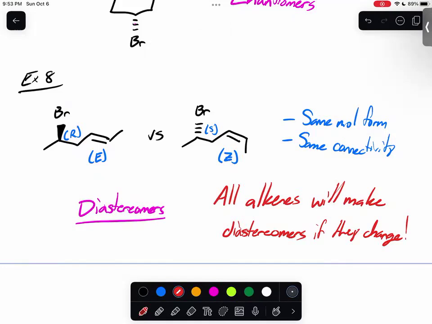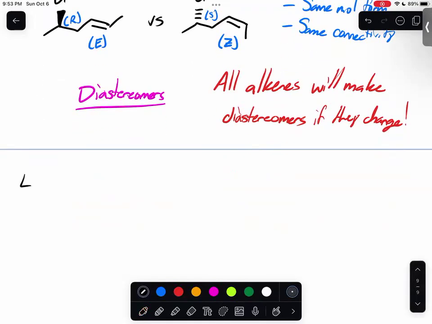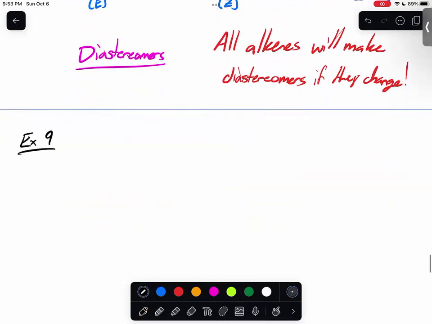All right, let's do another one. For this one, we're going to start off with a nice, simple Newman projection, because again, everything is on the table.